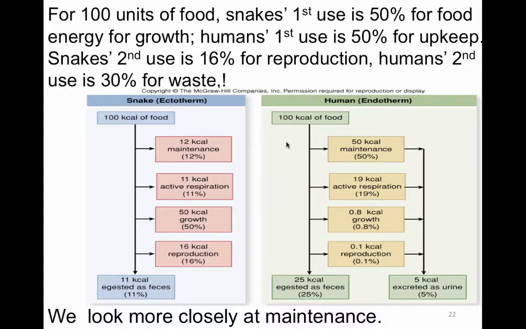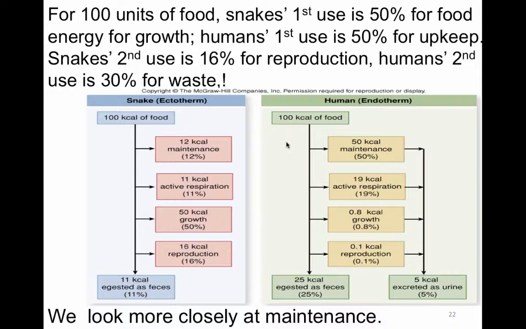For 100 units of food, snakes' first use is 50% of the food energy for growth. Humans' first use is 50% for maintenance or upkeep. Snakes' second use is 16% for reproduction. Humans' second use of food is for waste elimination.